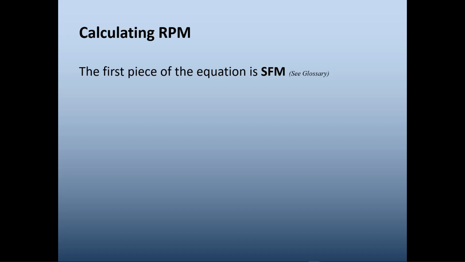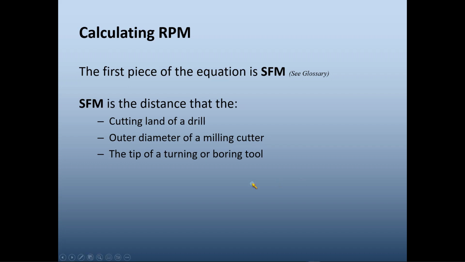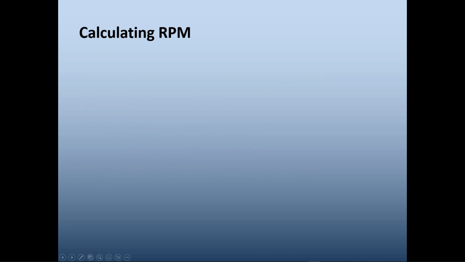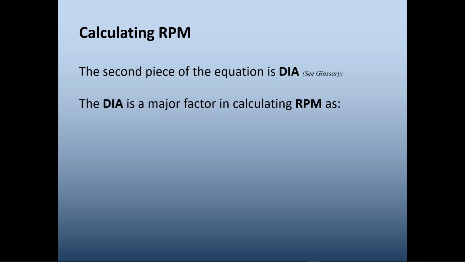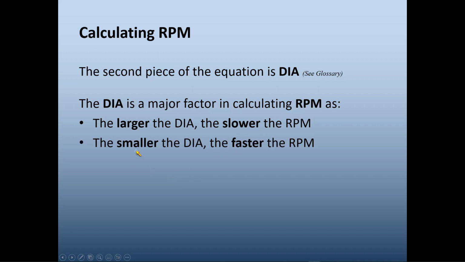The first piece of the equation is surface feet per minute. Surface feet per minute is the distance that the cutting tool land, the outer diameter of a milling cutter, or the tip of a turning or boring tool moves along the surface of the workpiece. The second piece of the equation is the diameter. The diameter is a major factor in calculating the RPM, as the larger the diameter, the slower the RPM. The smaller the diameter, the faster the RPM.